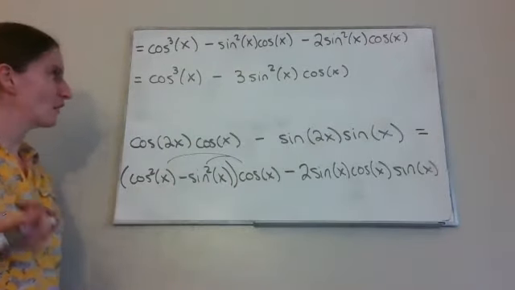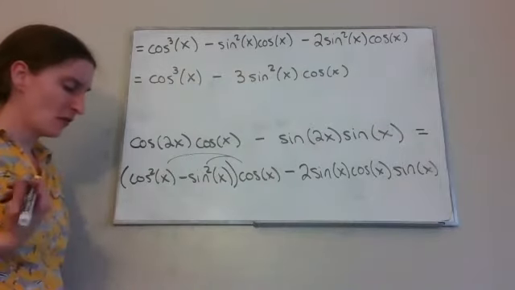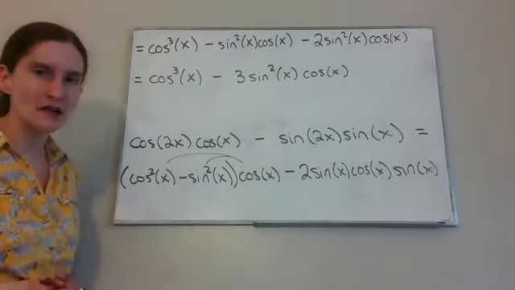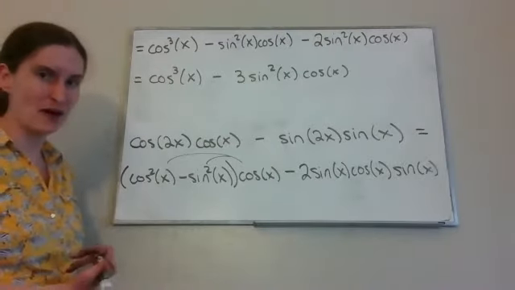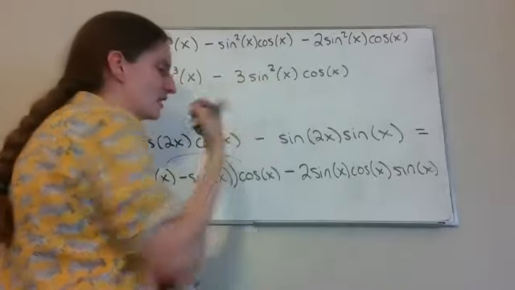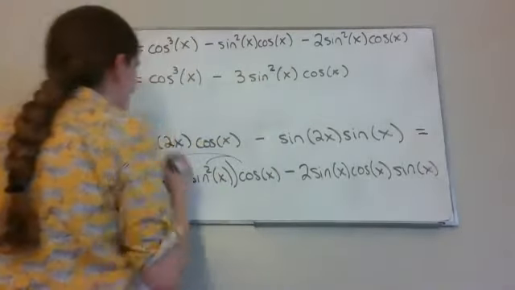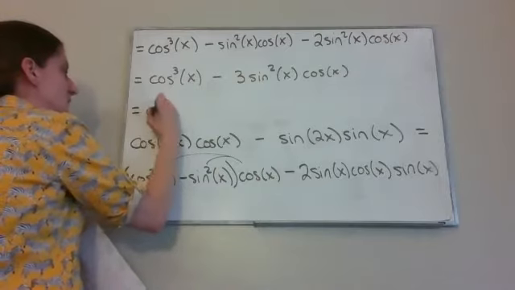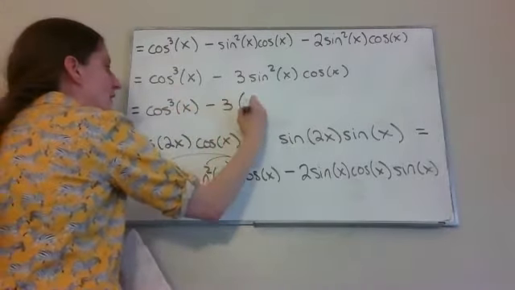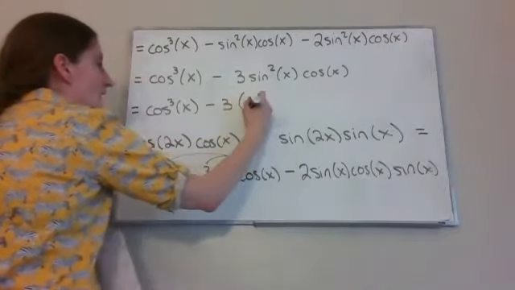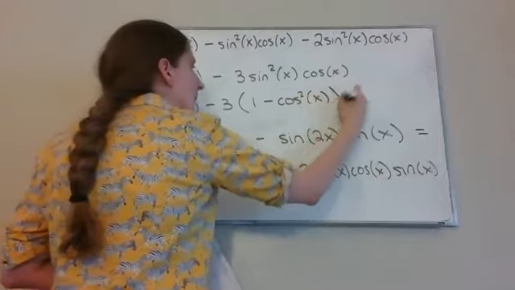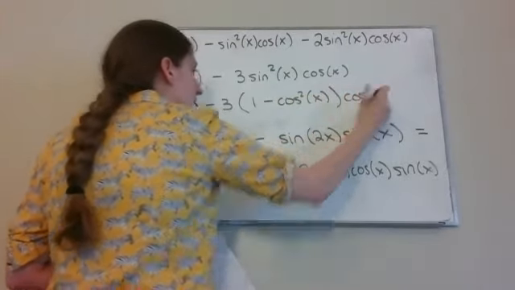I have a cosine to the third, which we want, but what we've been trying to show is something that involved only cosines. It didn't have a sine on the right-hand side. So now I'm going to use a Pythagorean identity to change that sine squared into cosines. I have my cosine to the third minus 3 times sine squared, which is 1 minus cosine squared, times cosine.